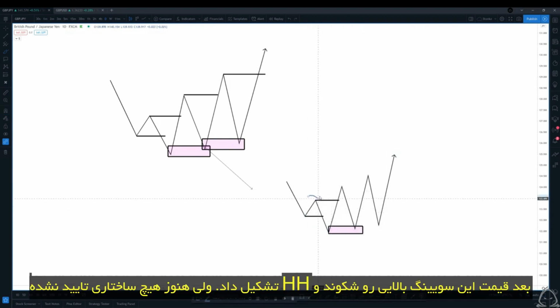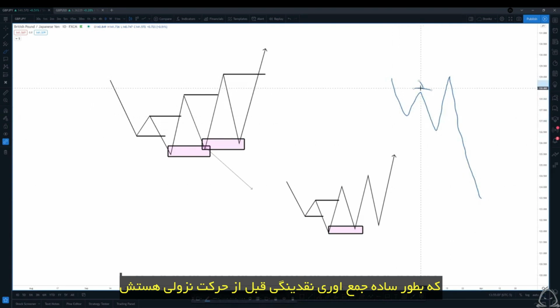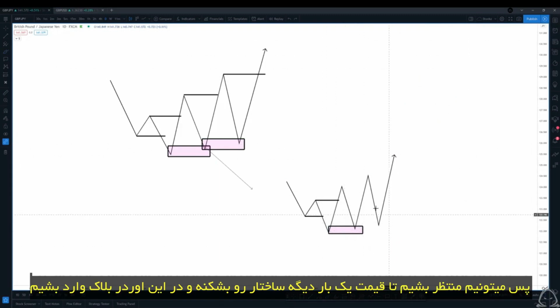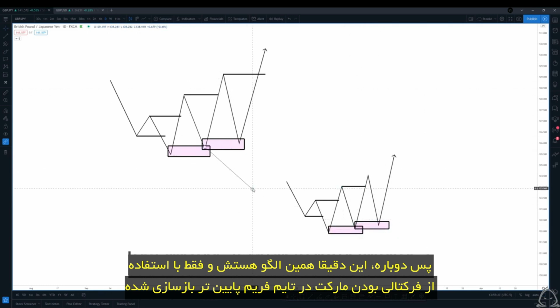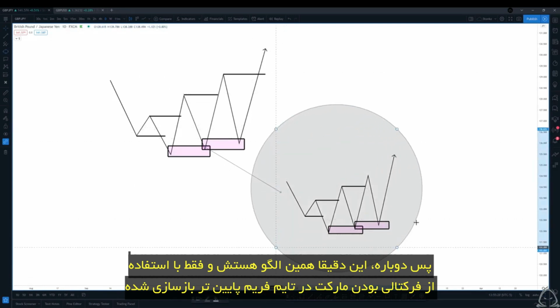Then price broke this swing high, creating a higher high, but we haven't actually confirmed any structure. We're just starting to show the beginning of an uptrend, but it is possible that we could do something like that, which would be basically a run on the liquidity before a move to the downside. So this entry is very possible, but it's also risky. So what we can do is just wait until price breaks structure one more time and then enter on this order block. So again, this is the exact same pattern, just replicated on a lower time frame, taking advantage of the fractal market nature.